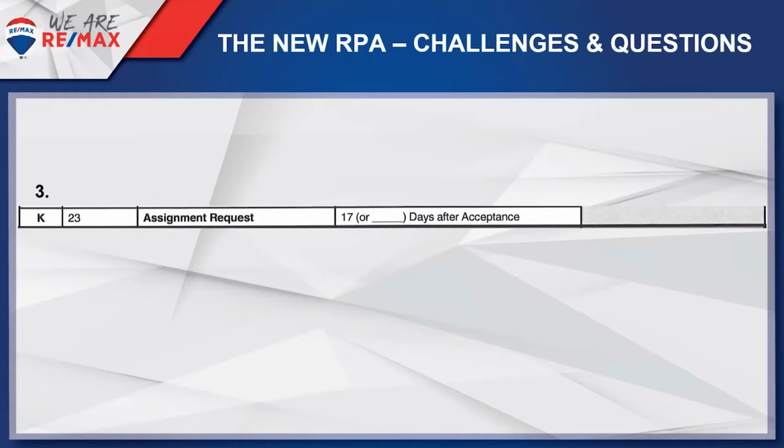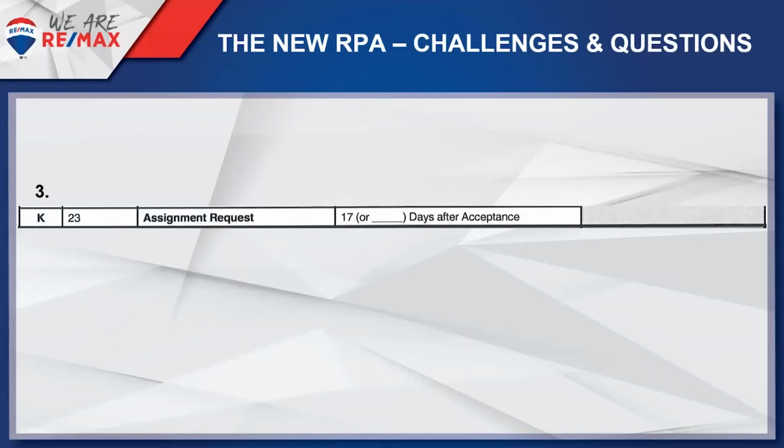So the new RPA restricts within the contract the right of the buyer to request an assignment to the first 17 days after acceptance. Now, the contract says that a seller must reasonably accommodate the request and cannot deny the request unless they have cause. It also says any request made after 17 days, the seller is being reasonable in denying the request.